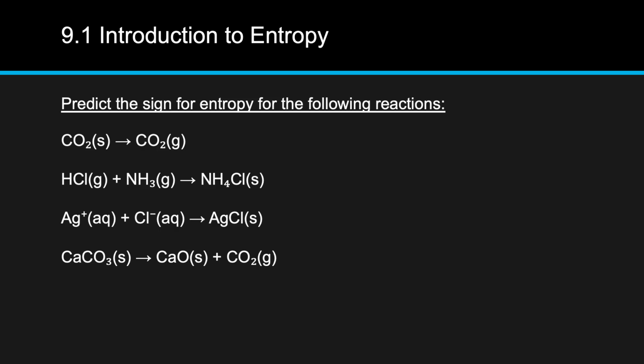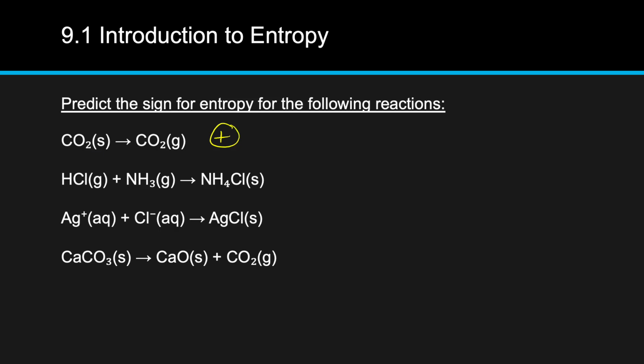So starting out with our first one, we have carbon dioxide solid going to carbon dioxide gas. So here, because the particles are going from a very ordered solid to a much more spread out gas, we are increasing the disorder or increasing entropy. So this means we're going to have a positive entropy value for this reaction.